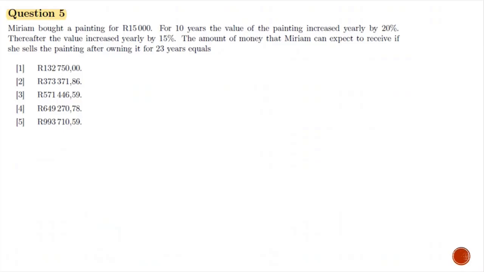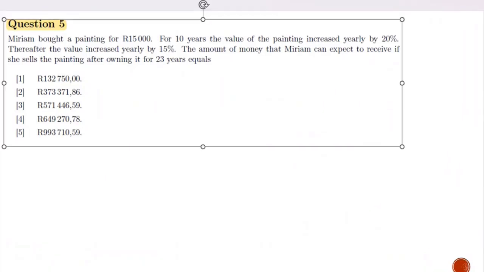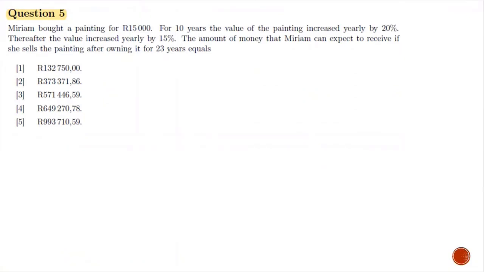So let's look at this interesting one, because this one will force us to do a timeline. Miriam bought a painting of 15,000. She bought it at that present moment. For 10 years, the value of the painting increased by 20%.